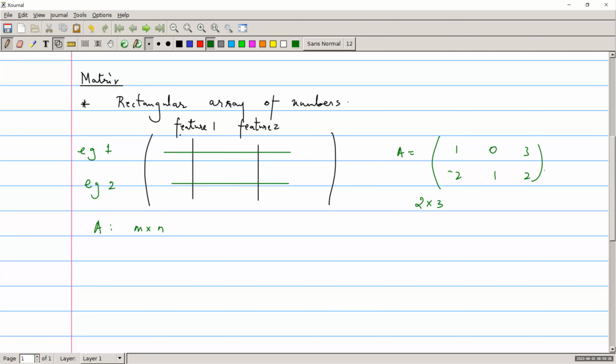Same thing with Python. Python also uses exactly this notation. They won't call it 2 times 3. Python will return the shape of this as 2 comma 3. Now if you look at any one column, the third column is 3 2. It's a vector with 2 coordinates. Any one row is a vector with 3 coordinates.